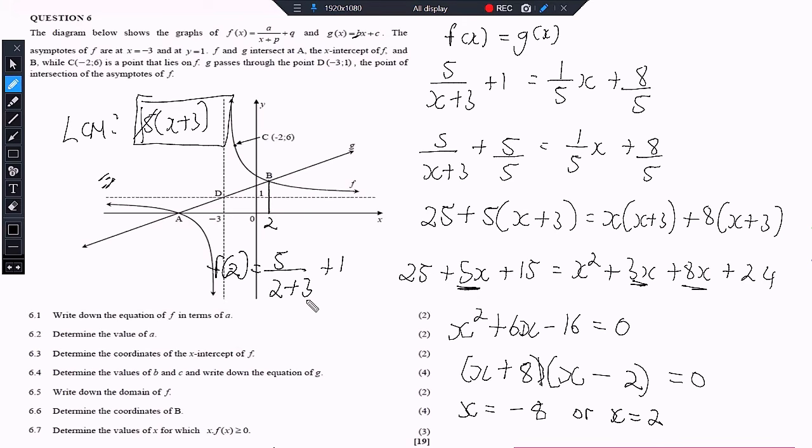Now 2 plus 3 is 5. So 5 divided by 5 is 1. And then 1 plus 1 is 2. Right? So the coordinates of b would actually be (2; 2). Right? So that's how you would find the coordinates of b. Just like that. Nice. Okay, so 4 marks. Maybe it was a bit long, but yeah, that's how you were supposed to find it.